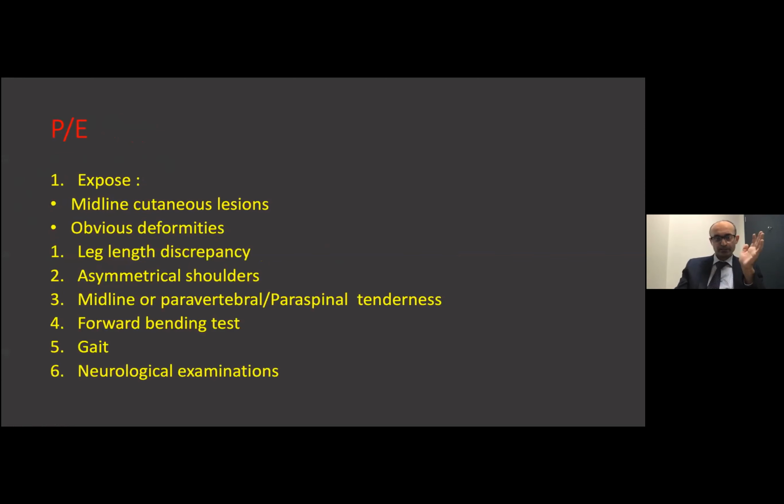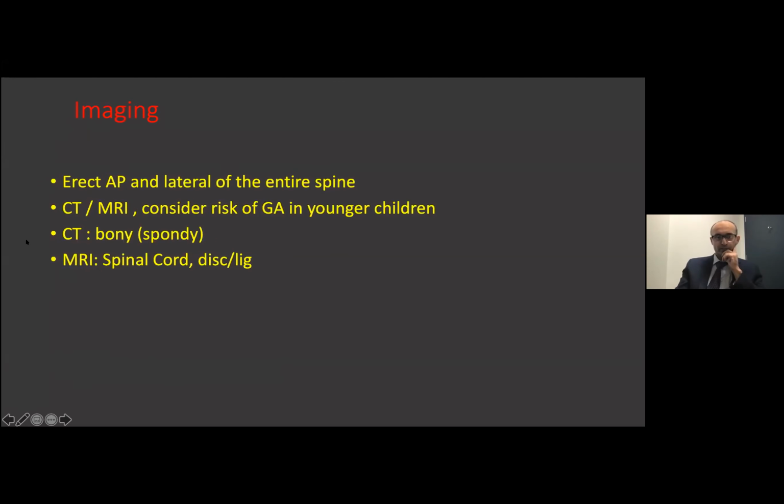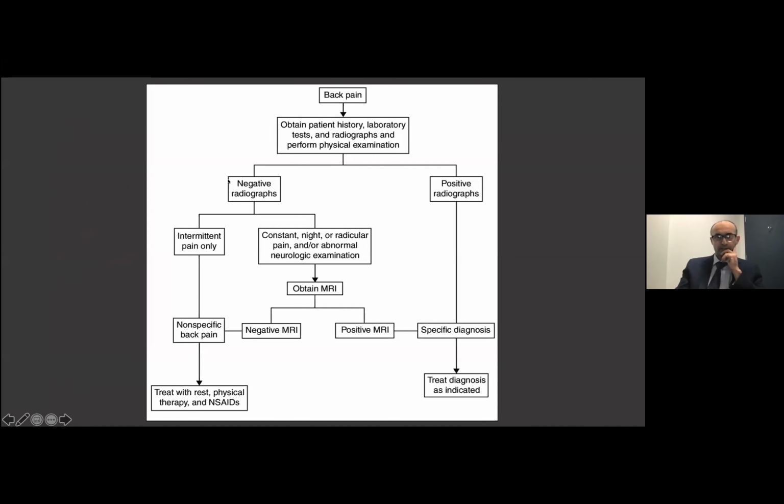Physical examination is the same, but make sure you take the shirt off and you can see the entire body. You can miss things in kids that is not forgivable. Imaging, same, start with X-ray. That's a nice approach for back pain in children. Always start with X-ray. If I can't see anything on X-ray, still suspicious, then I'll go to an MRI scan.